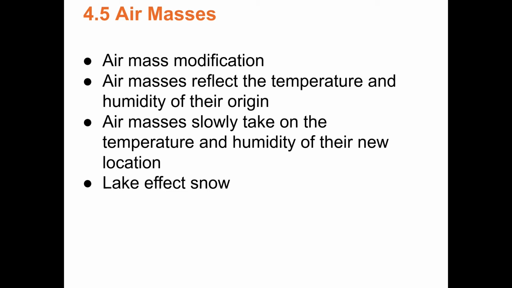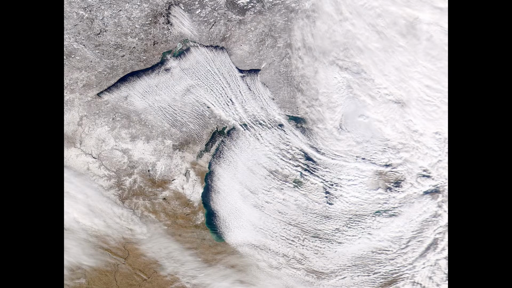One of the examples of air mass modification is lake effect snow, which makes these amazing visual images. These are the Great Lakes in the Midwest.